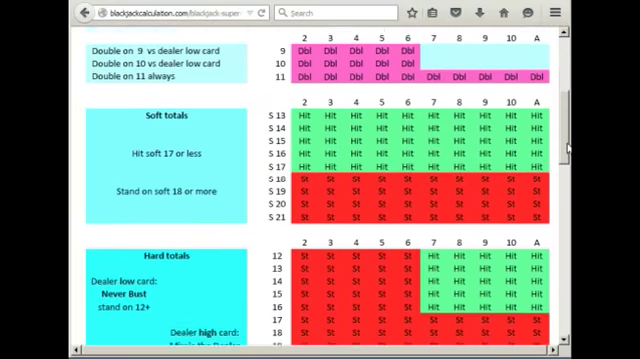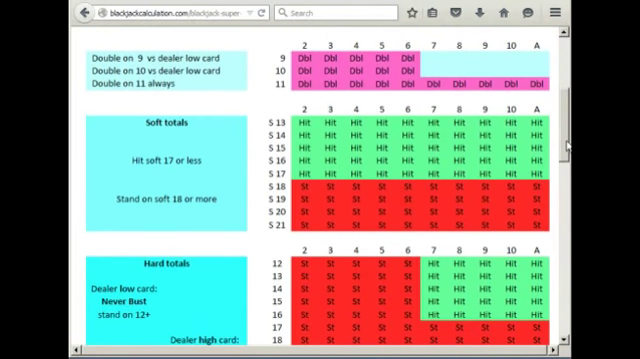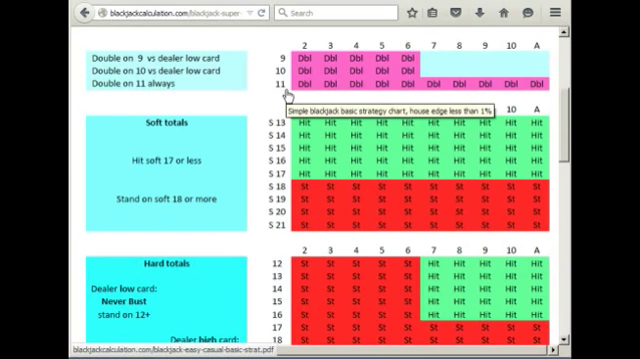Okay, what about doubling down? If you have a 2-card total of 11, like a 5 and a 6, always double down no matter what. If you have a 2-card total of 10 or 9, double if the dealer has a low card. Once again, a low card is 2 through 6. And don't double if the dealer has a 7 or higher showing.